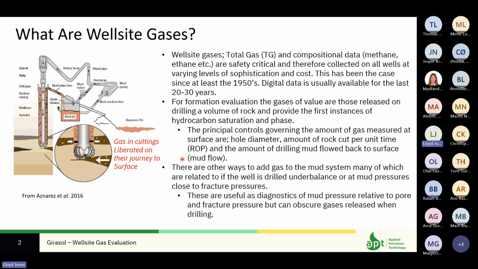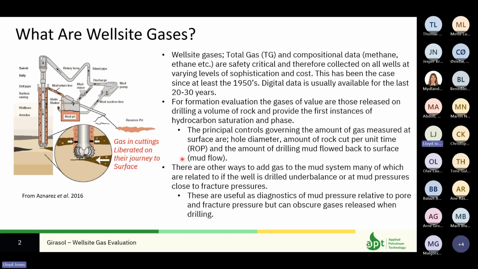For formation evaluation, though, the gases of interest really are those released on drilling a volume of rock, and they provide the first instances of hydrocarbon saturation and the phase of the hydrocarbons you've discovered. However, there are some controlling factors on how much gas you measure on the top side, outside of the actual saturation in the rock. And the principal controls there are the hole diameter, so how big is the cylinder of rock you're cutting, how fast are you cutting the rock, so that's your ROP, and then the amount of mud flowed back to surface, that's your mud flow. And those are principally the main controls governing the amount of gas we measure at the surface.